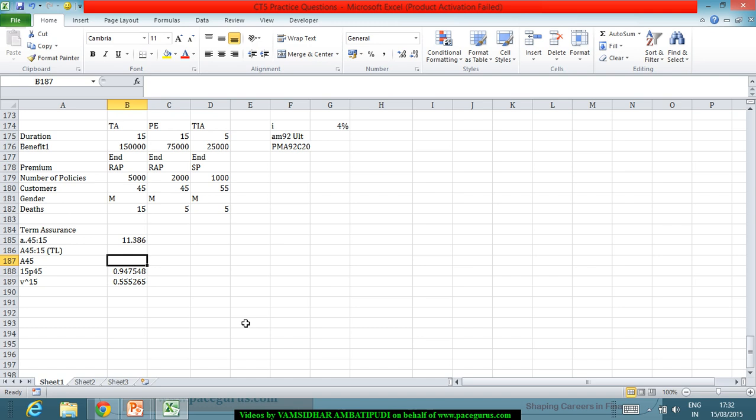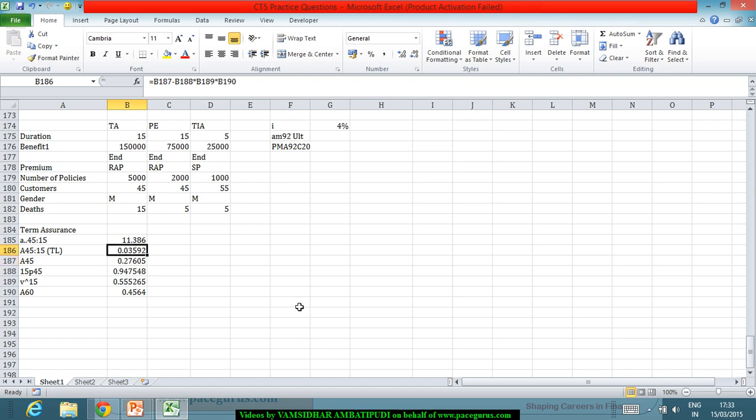I will get my A45 from the tables as 0.27605, which is giving me A45:15, and I also require A60 as well for doing this. So I also require A60, which I'll get as 0.4564. So using these I can find out A45:15, which comes out as A45 minus 15p45 times V power 15 times A60.